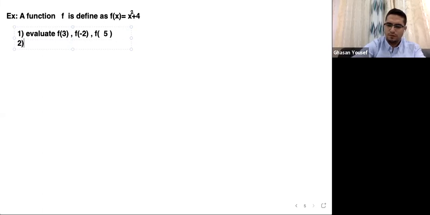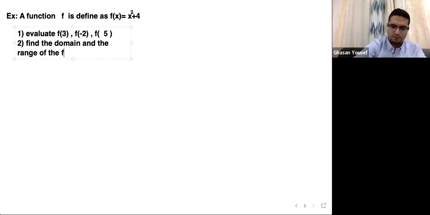Number two, the question number two, find the domain and the range of the function f. Number three, draw a machine diagram for f.